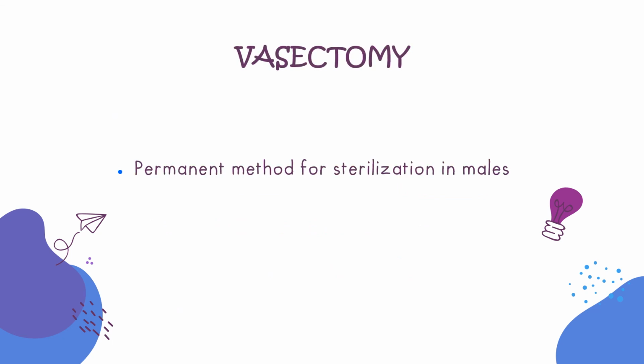Vasectomy is a permanent method of sterilization. It is a surgical procedure in which they ligate the spermatic cord, where the vas deferens is cut and ligated.